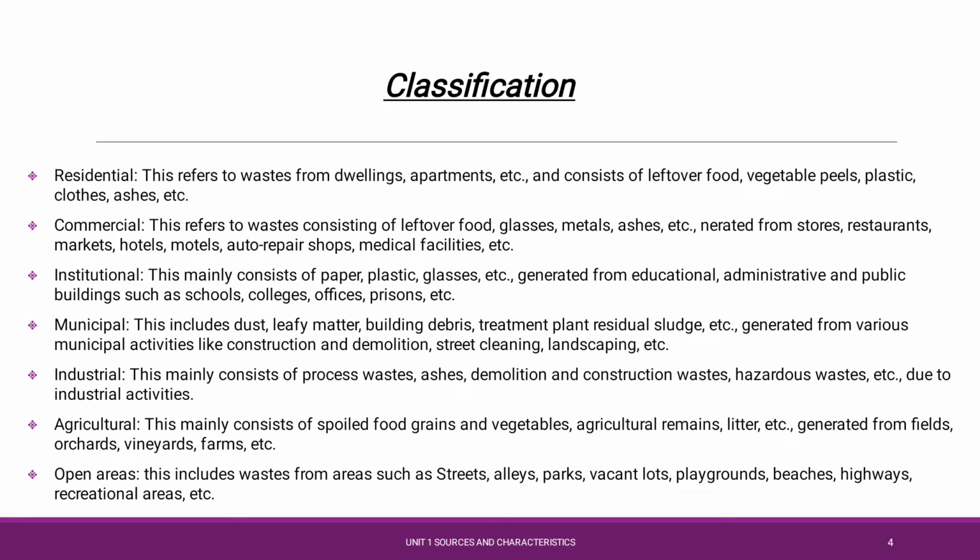The agriculture sector includes spoiled food grains and vegetables and agricultural remains. These are generated most commonly from vineyards, farms, orchards, etc. Open area waste is waste that is dumped as such in streets, alleys, parks, vacant lots, playgrounds and beaches. People consume their consumables and dispose of their paper waste without throwing it in a proper dustbin or container. This type of waste is classified as open area waste.